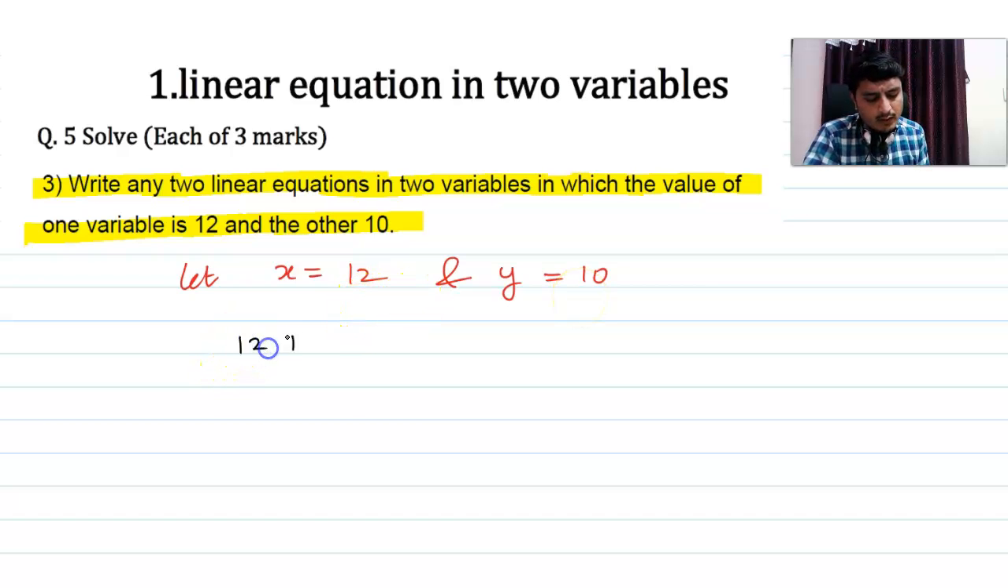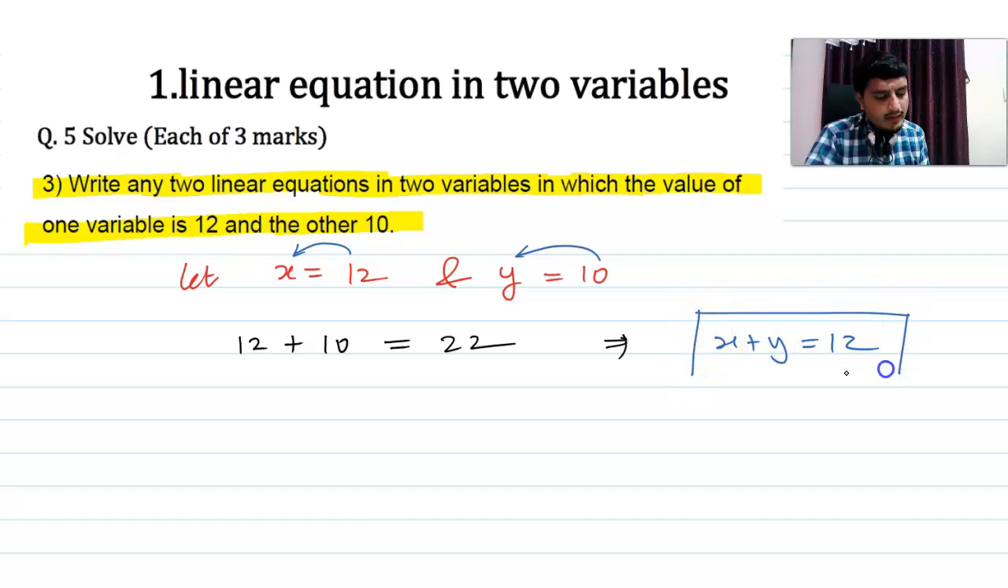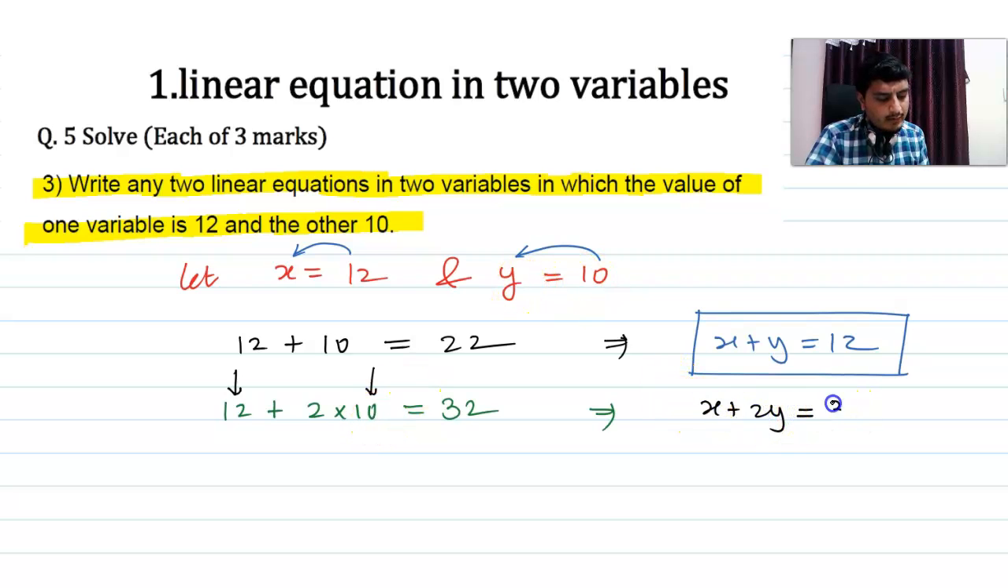Now we have 12 plus 10 equals 22. Replacing 12 by x and 10 by y, we get x plus y equals 22 as the linear equation in two variables. Next, let us form the other numerical equation. We have 12 plus 2 times 10, that is 2 tens are 20, 20 plus 12 we get 32. So for the other linear equation in two variables, once we replace 12 by x and 10 by y, we get x plus 2y equals 32.